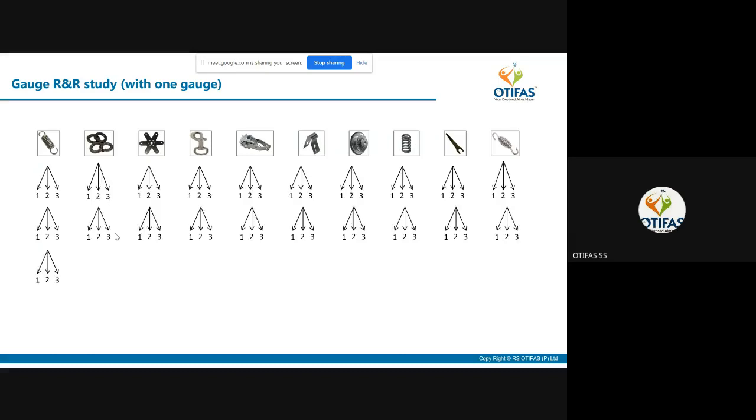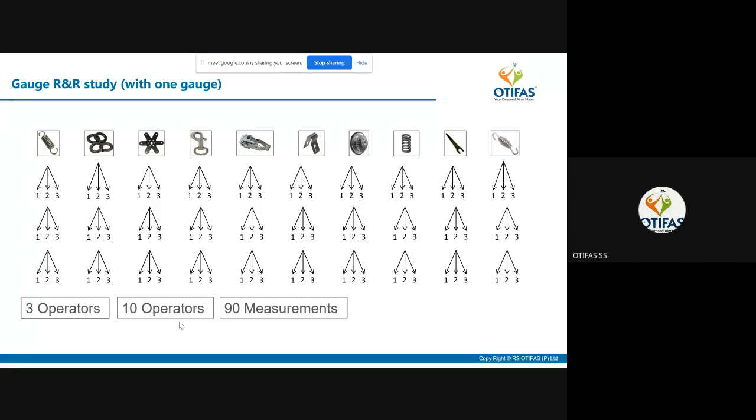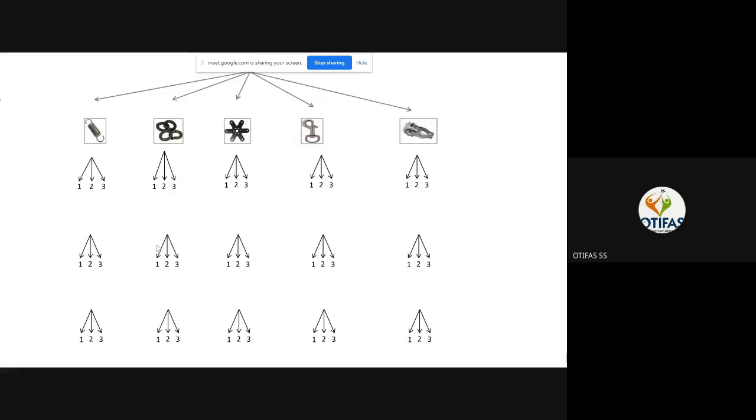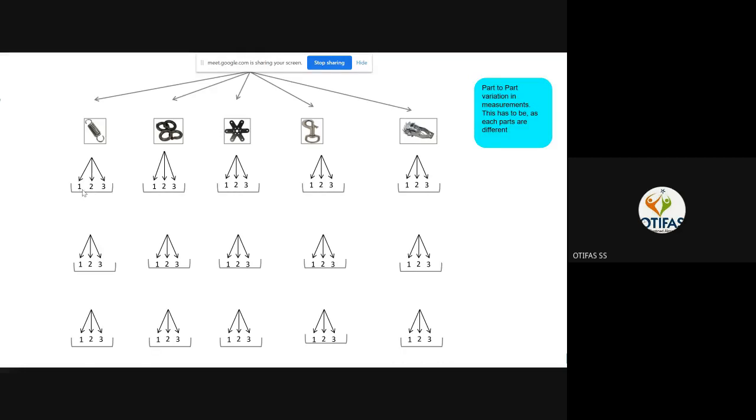Then you have the second person measuring, and then the third person. Now see, it's 3 operators, 10 parts, and 90 measurements; it is mistakenly written as 10 operators. Isn't it? We got 90 measurements. Now let's see what these variations are. There are 3 kinds of variations happening. One is part to part variation. Now tell me, does part to part variation have to be there or not? Yes, sir.